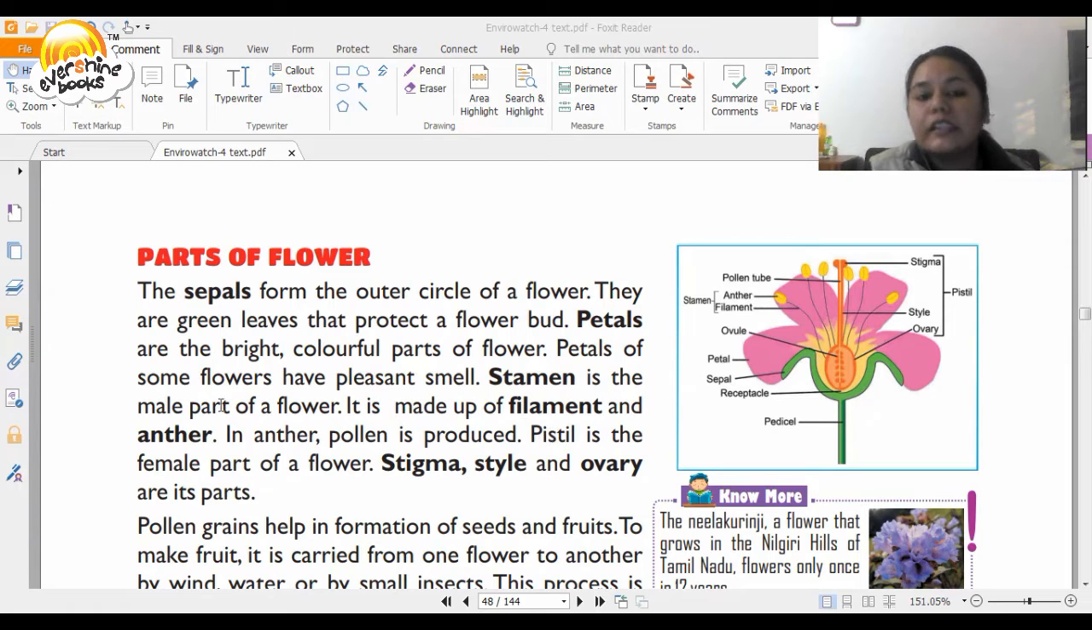Pistil is the female part of the flower. So if you look at this, all these make the pistil. Stigma, style and ovary are its parts. So these are the parts of the pistil. What is the pistil? It's the female part. And this pistil is divided into three parts: stigma, style and ovary.